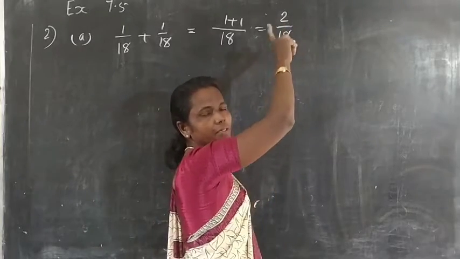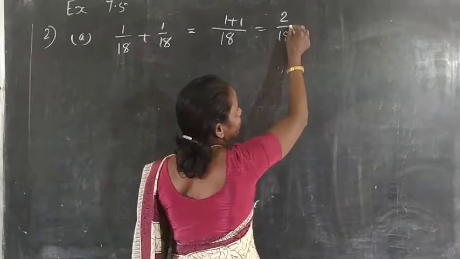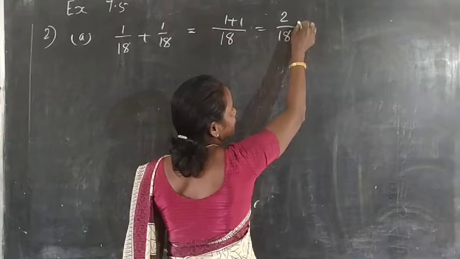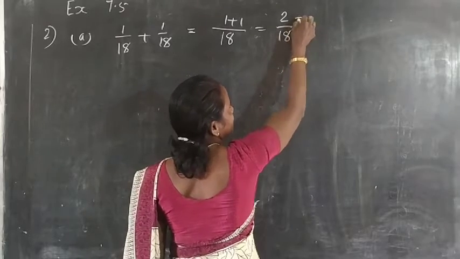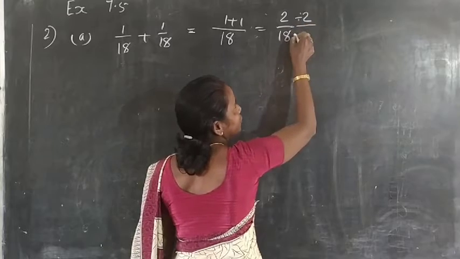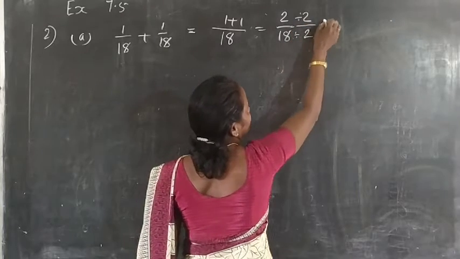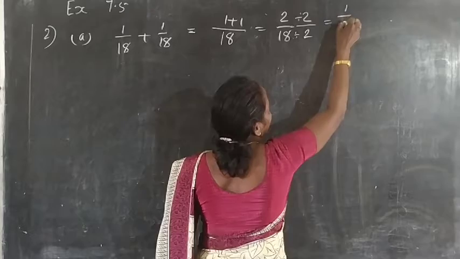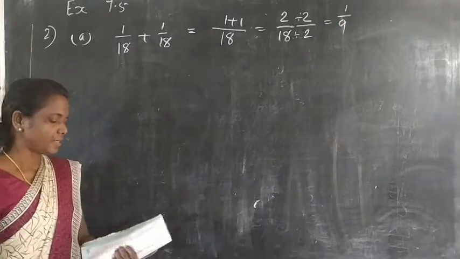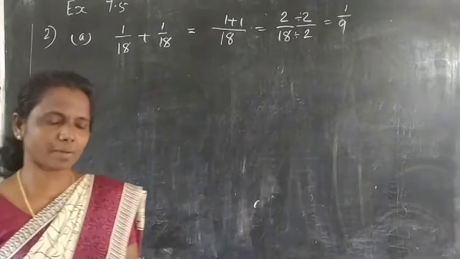Means this numerator and denominator are divided by a common number. Which is the common number? The highest common factor of 2 and 18 is equal to which number? 2. So numerator and denominator divided by 2. Then we get which number? 1 by 9. Is it clear?